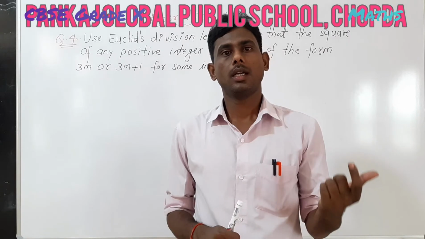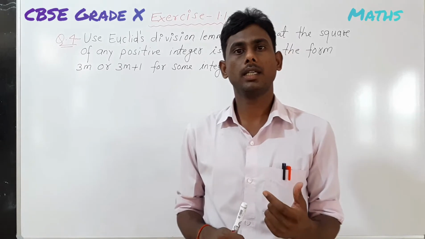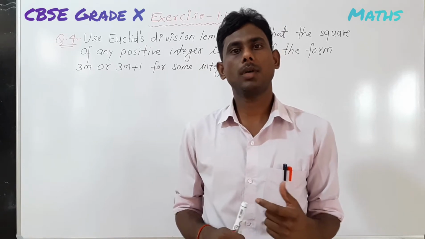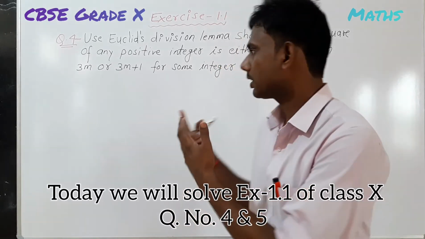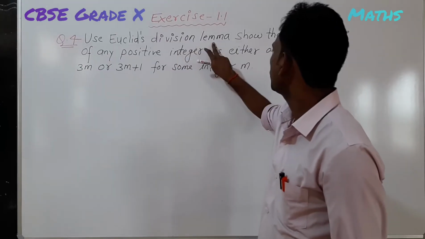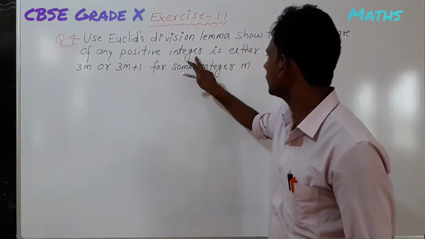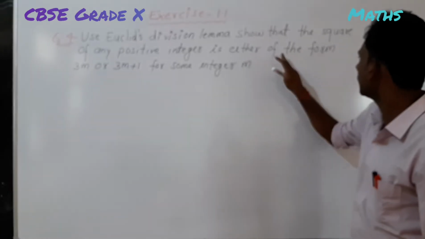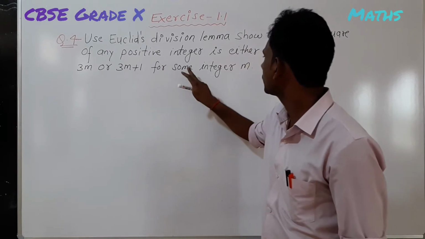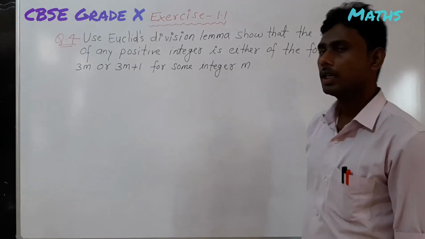Till now, we have solved exercise 1.1, questions number 1, 2 and 3. Today, we will solve questions 4 and 5 of exercise 1.1 of class 10th. So, let's see the question. Question number 4: use Euclid's division lemma to show that the square of any positive integer is either of the form 3m or 3m plus 1 for some integer m. So we have to solve this question by Euclid's division lemma.